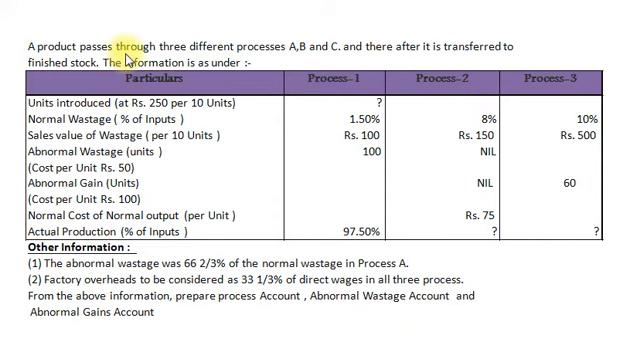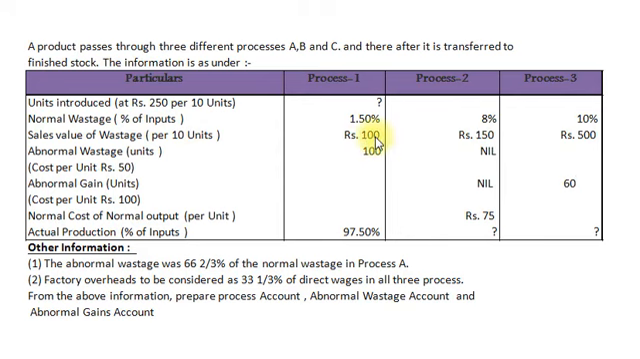Here is the question. A product passes through three different processes A, B and C, and thereafter it is transferred to finished stock. The information is as under. Particulars: process 1, process 2 and process 3. Units introduced at rupees 250 per 10 units. Process number 1 question mark. Normal wastage percentage of inputs 1.50%, 8% and 10%. Sales value of wastage per 10 units rupees 100, rupees 150 and rupees 500.